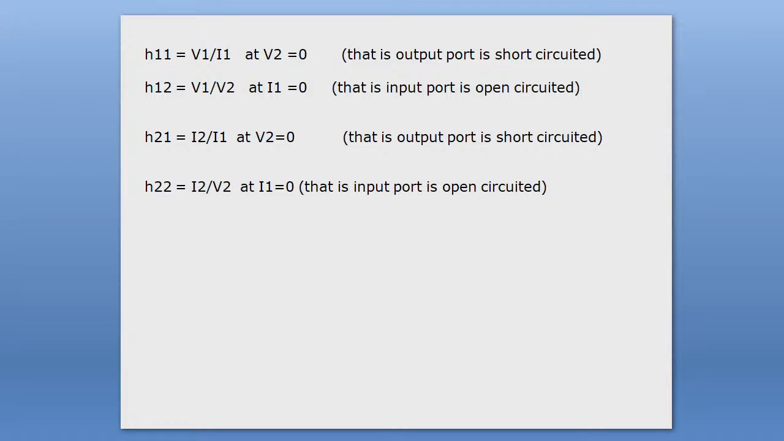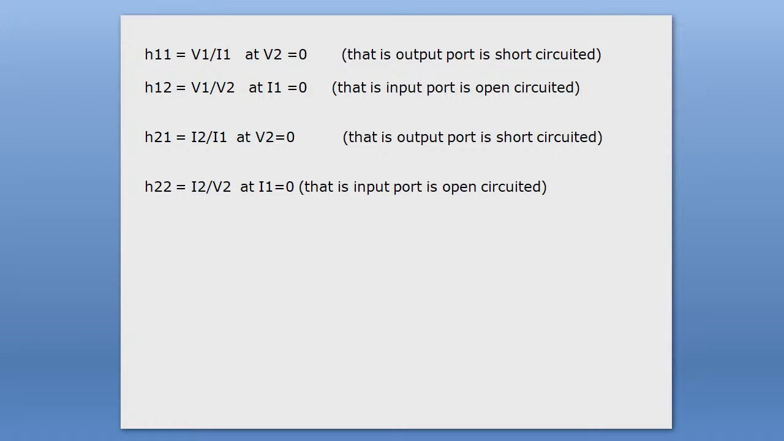So h11 parameter, you see it is the ratio of voltage and current, so you can easily write its unit is ohm. h12, you see this is a ratio of two voltages, input port voltage and output voltage, V1 by V2. That means it has no dimension, unitless. Okay, that is admittance is correct, now you tell me the units of the h parameters. Okay, so h11 has the unit of ohm. You just see the expression of h12 and h21.